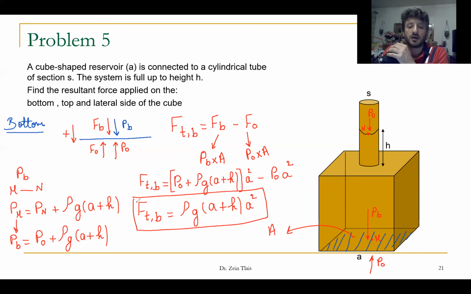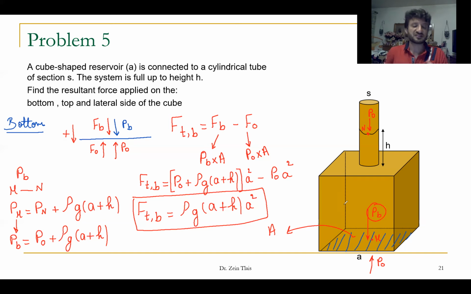You can say this value is equal to the force applied by the water, because PB inside equals the pressure applied by the water plus P0. If we eliminate P0, we get only the force applied by the water inside the cube and the tube. This is part one, the force at the bottom.